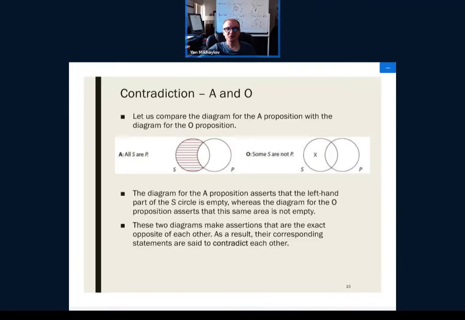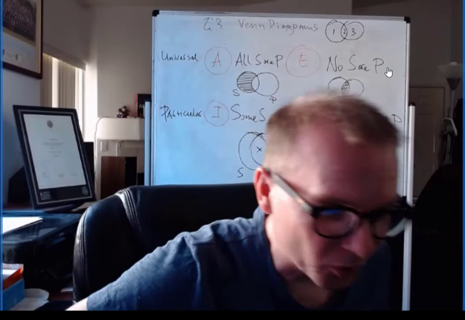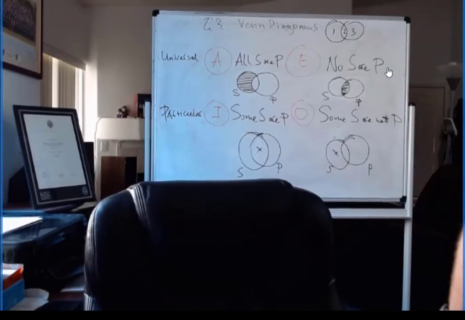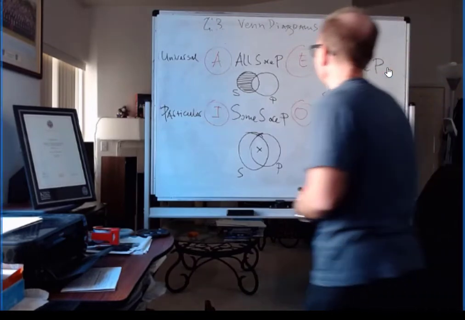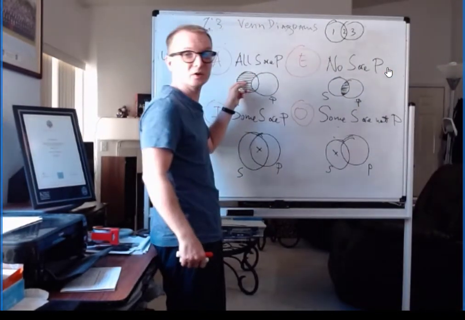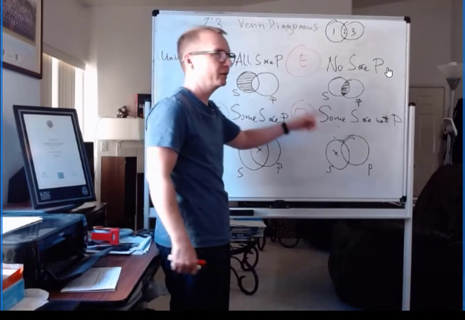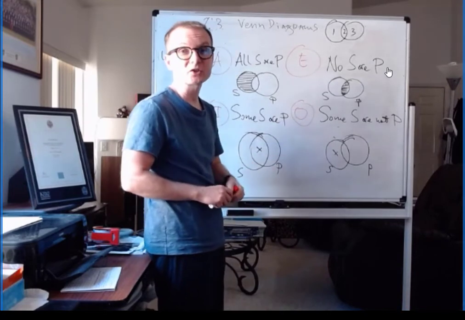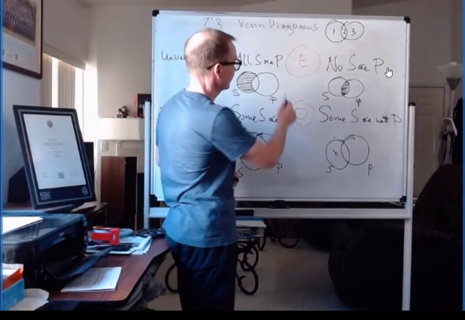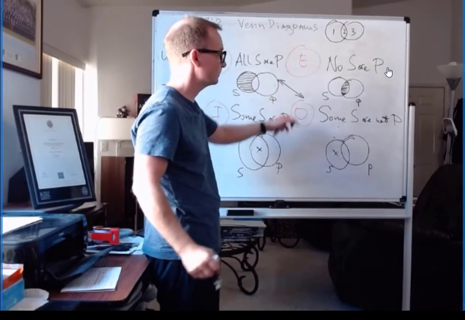Now, the contradictory relations. Let's go back to the board to understand what is going on here. Note that this is what you can immediately say by looking at them. A tells you this part is blocked, but O tells you there's an X here, there's something there. This one says there's nothing here, this one says there's something here. So we call them contradictory propositions, and it's a contradictory relation between A and O.